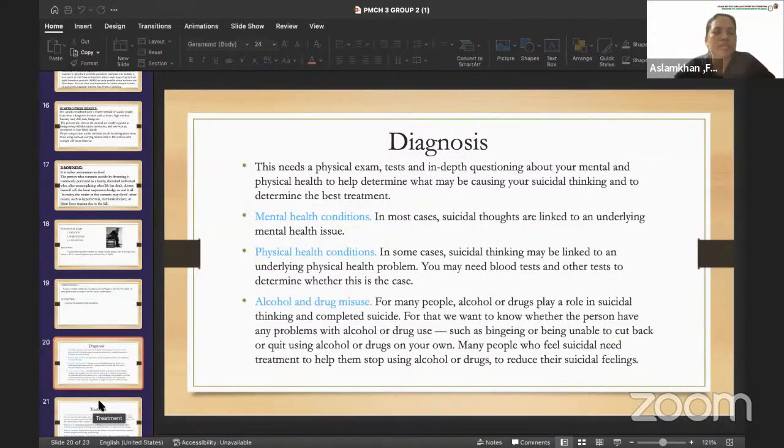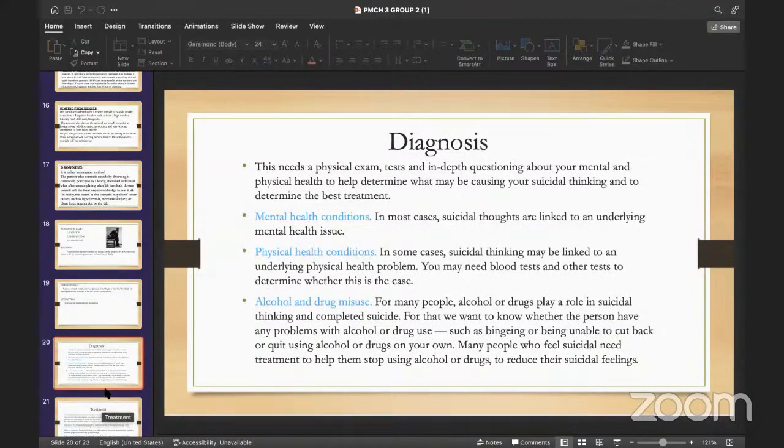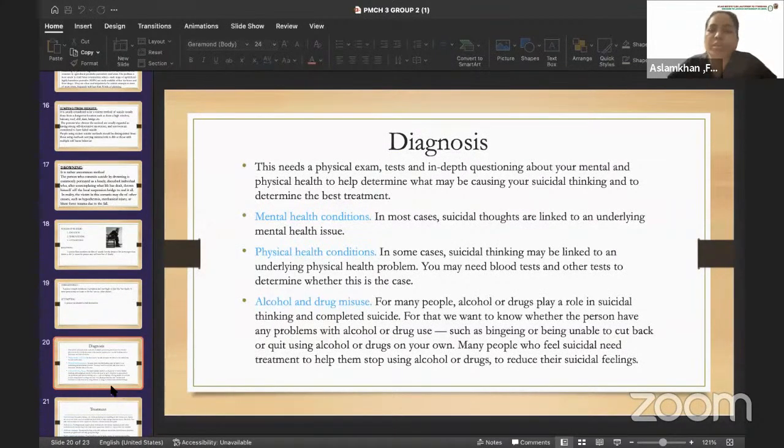Next thing, diagnosis. The presenter is Fatina Mira. Okay, so the diagnosis of suicide includes the following: mental health conditions, physical health conditions, as well as alcohol and drug abuse. So the question is, why is it important to highlight the diagnosis of suicide? It is because it can help to determine what may be the cause of suicidal thinking and to determine the best treatment. This is because despite an increase in the treatment of suicidal persons over the past decades, incident rates of suicidal behavior have remained largely unchanged.